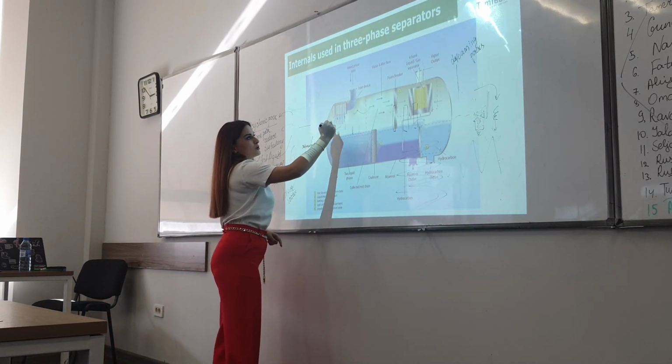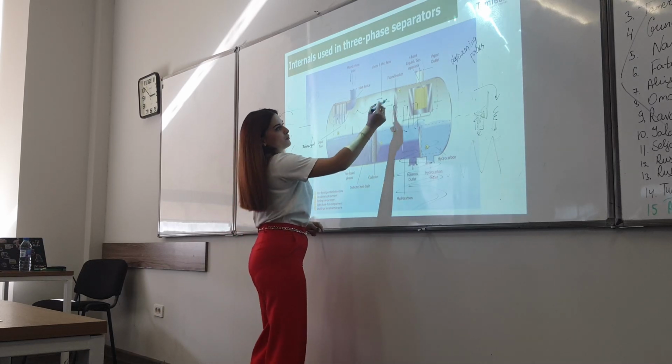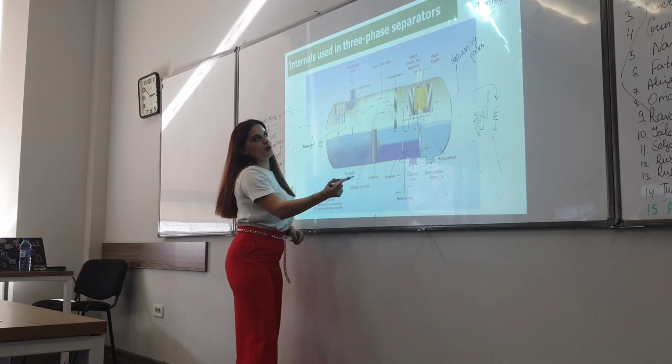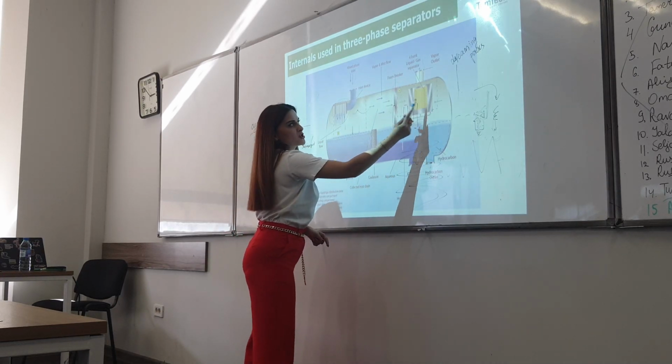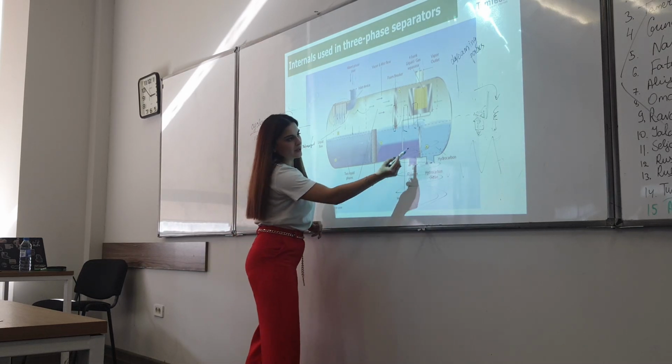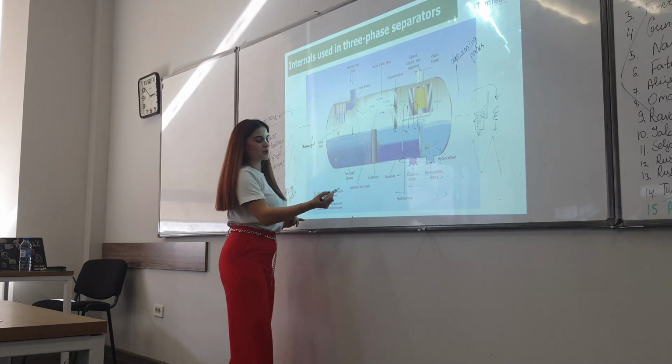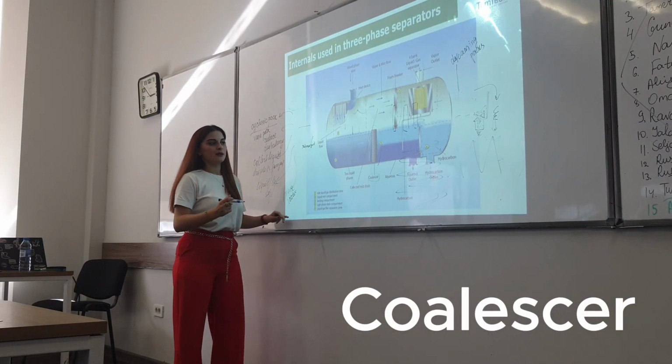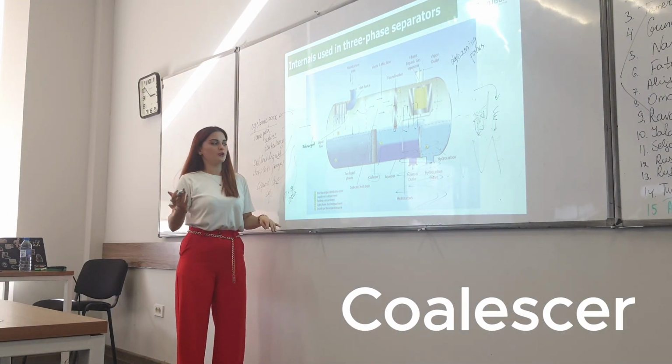I have used this picture for 3 or 4 years already, and it shows everything clearly. You have the inlet device, you have the foam breaker just mentioned before, then you have the vapor outlet mesh pad, then you have the weir. We also have additional elements for coalescing, to try to increase the efficiency of separation.